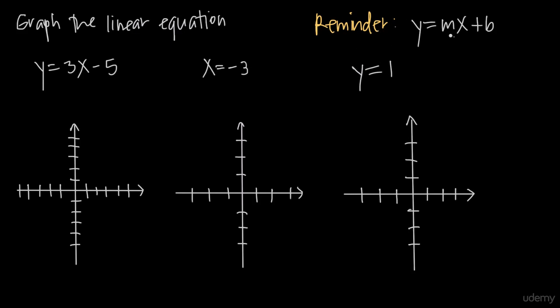And as a reminder here, I have the slope-intercept form of the equation of a line, where, remember, m is the slope of the line, and b is the y-intercept, or the point where the graph intersects the y-axis.